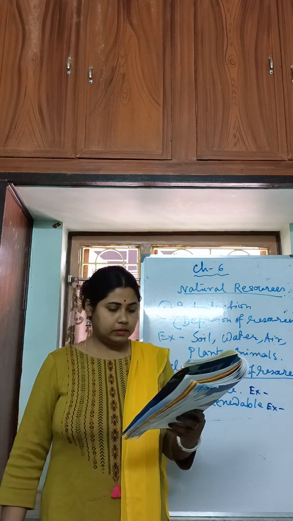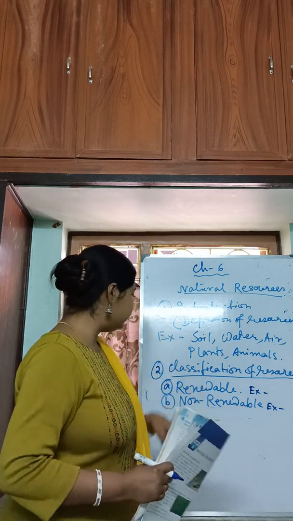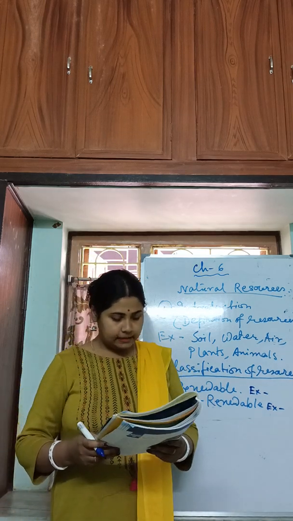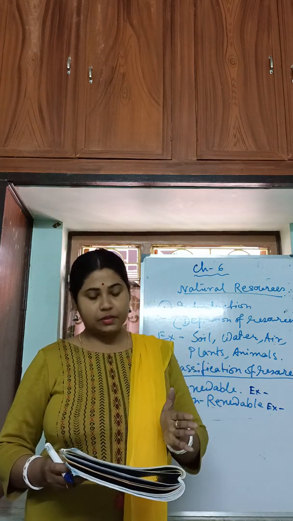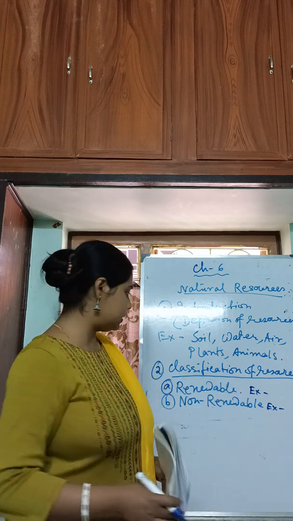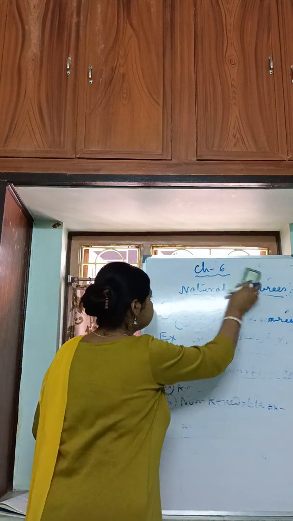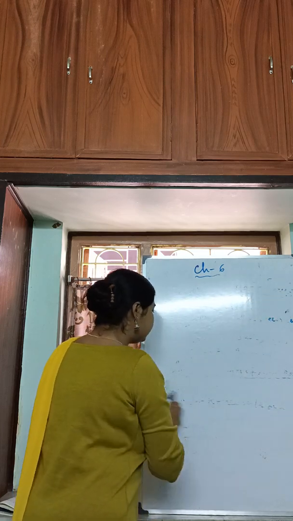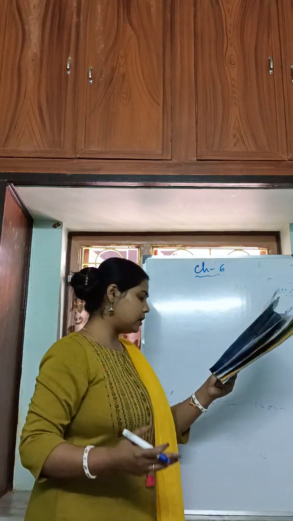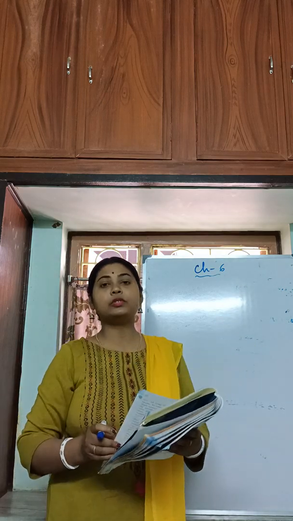This way, solar energy, wind energy, tidal energy are the examples of renewable, and coal, petroleum are the non-renewable examples. Okay. So now we will be reading them in detail. In detail, we will see what the names of renewable resources are. Let us see renewable resources. First of all, the names of the renewable resources are air, soil, animals, wind energy, water, plants, solar energy. These are different renewable sources of energy.